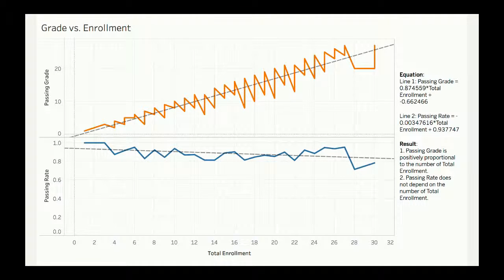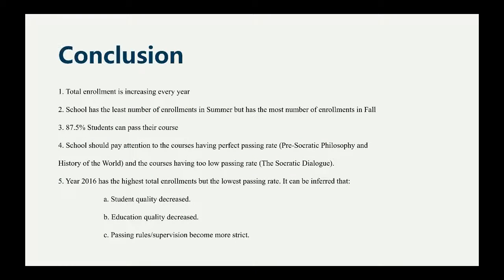Okay, let's take a look at the grade versus enrollment now. The first plot is the passing grade versus enrollment, and the second plot is the passing rate versus enrollment. For the first, the slope of the trend line is 0.87, which is directly equal to the average passing rate we calculated before. It means that the passing grade is positively proportional to the number of total enrollments. For the second, the slope of the trend line is very close to 0. It means that the passing rate does not really depend on the number of total enrollments.